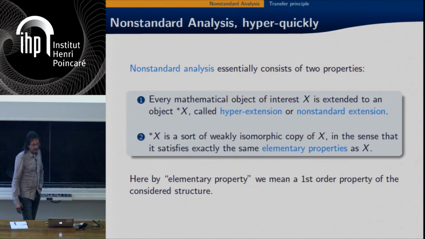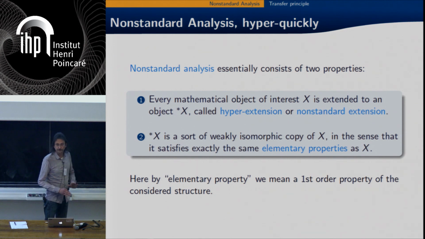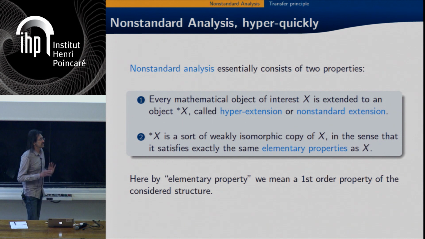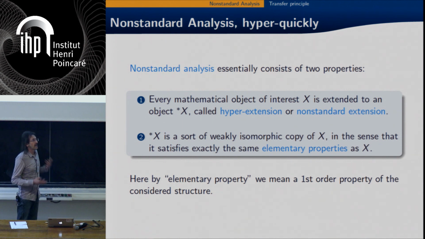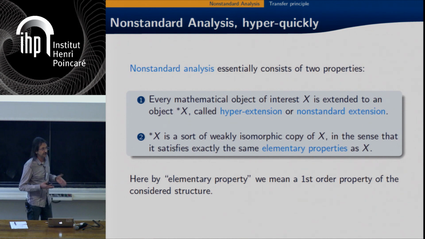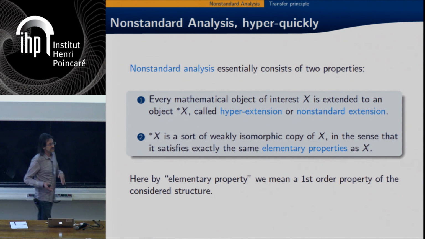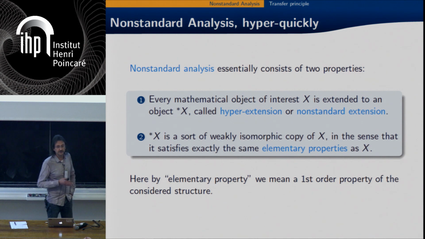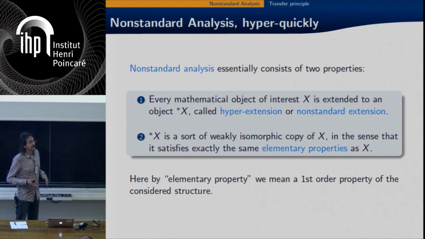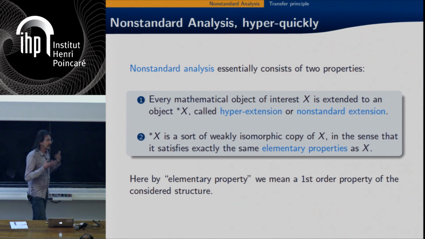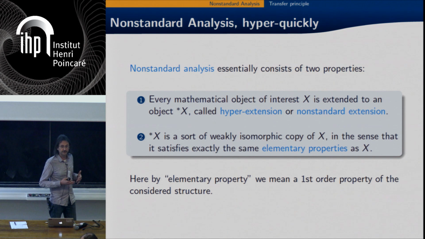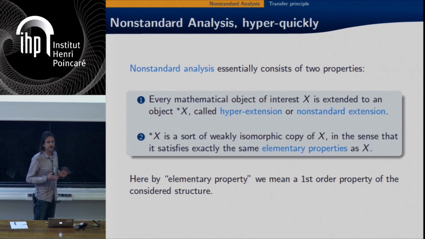Now let me just quickly review what I mean by non-standard analysis. For the purpose of this talk, you don't need to know much, just this rough idea that you have a sort of uniform way of extending the mathematical object you are interested in to their non-standard extension or hyperextension. And this extension is a sort of weakly isomorphic copy in the sense that it is an elementary extension, meaning that all elementary properties, meaning first-order properties, are preserved. So there is no way of distinguishing the two structures by means of elementary properties.